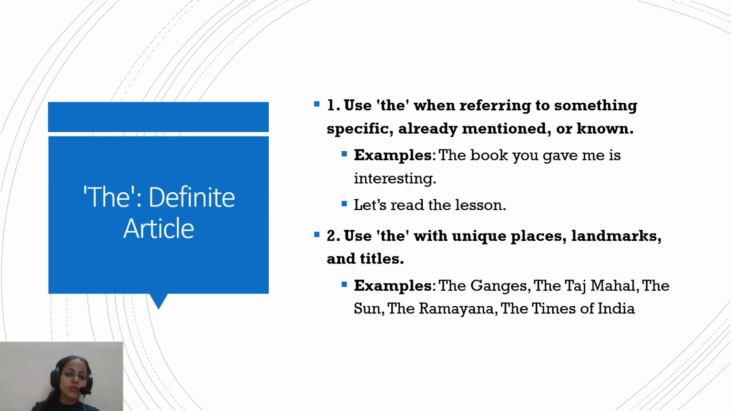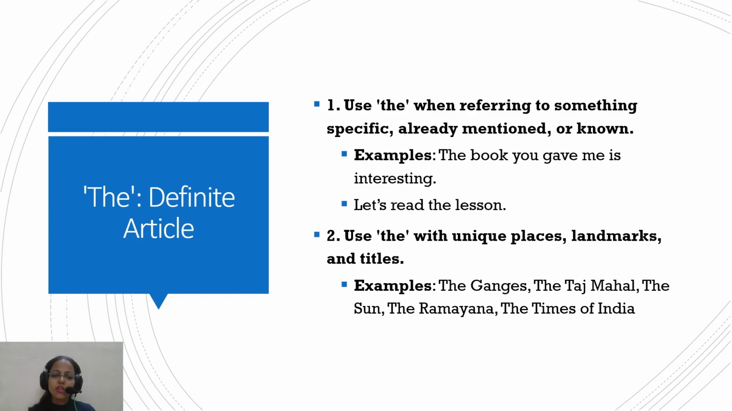So of course, the book is specific, it's already mentioned, it's known to both of us. So the book you gave me is interesting. Let's read the lesson. Here it is expected that maybe the lesson was discussed in the class, and now I'm saying, okay, now for the revision, let's read the lesson. So again, here the is telling us that this has already been mentioned, or the lesson being referred to here is specific and we know which lesson is being referred to.